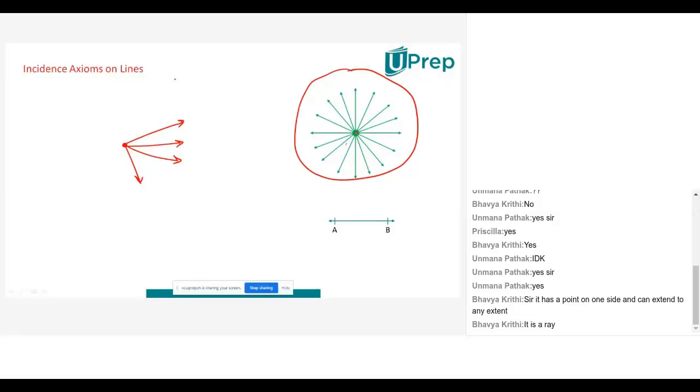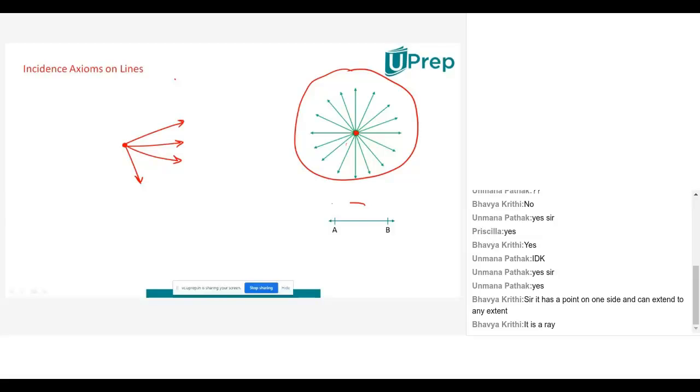What is he trying to tell us? He's trying to say, from one point, I can draw as many rays as possible. If you assume this to be the sun, this is how the sun rays come out, right? Multiple rays in multiple directions. You cannot even count them.